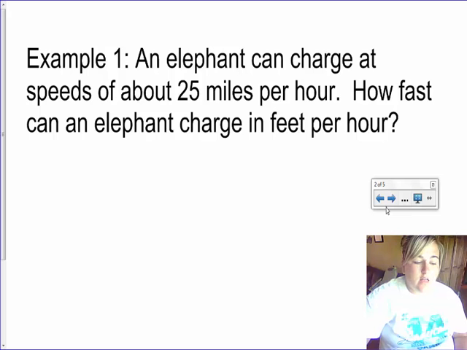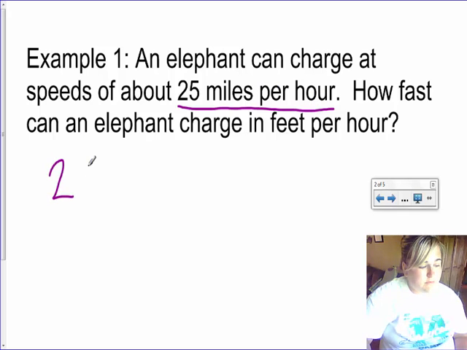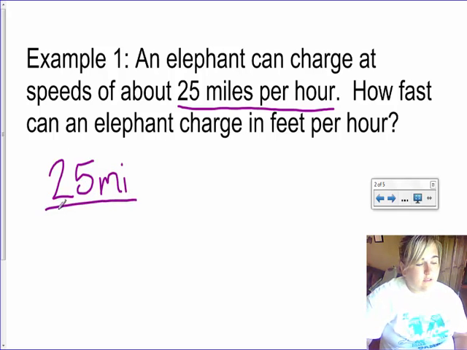So our first example says an elephant can charge at speeds of up to 25 miles per hour. How fast can an elephant charge in feet per hour? So the first thing that we're going to look at is the rate that they give us, and they say 25 miles per hour. So I'm going to show that as a rate: 25 miles per hour, which means 1 hour.